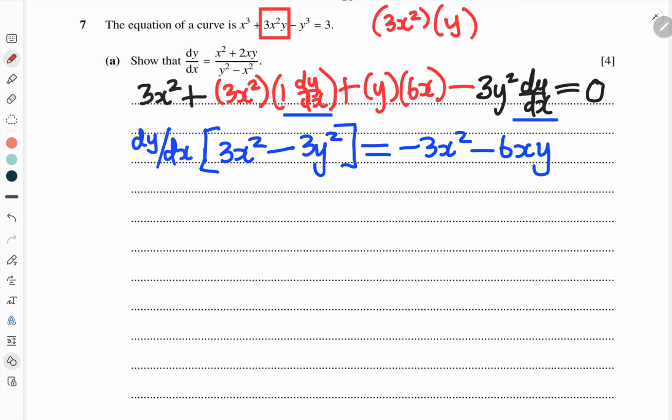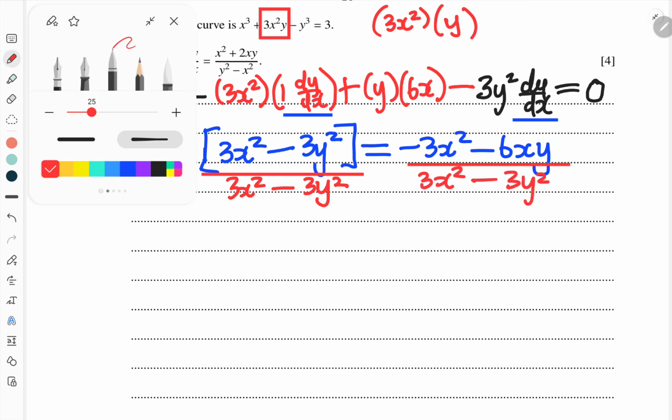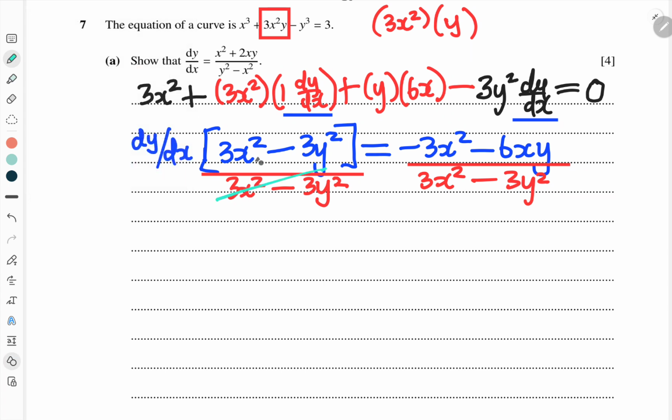What happens after this? We then make dy/dx the subject of the formula. We are going to divide both sides by 3x squared minus 3y squared. So what's going to happen when we do that division? These two will cancel out. We remain with dy/dx is equal to, now on the right-hand side, we want to make sure that this is matching with what we are supposed to show.